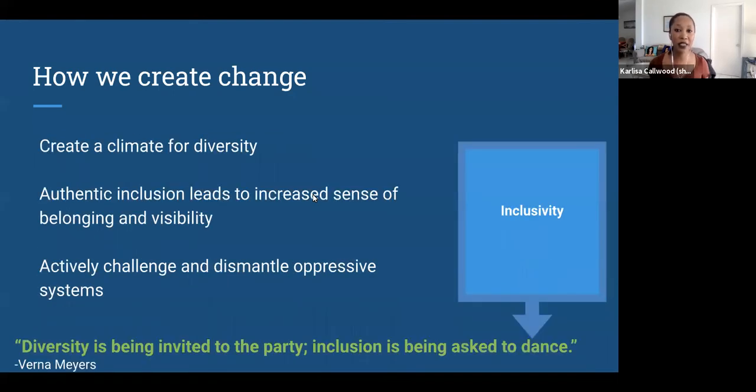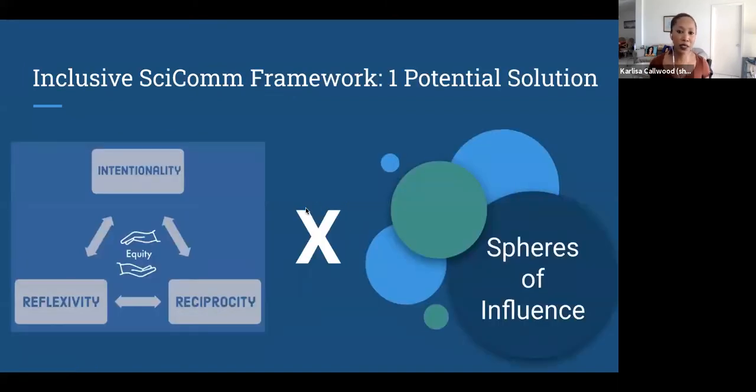The prior themes feed into the final one of inclusivity, which can be achieved by creating a climate for diversity and will lead to an increased sense of belonging and visibility. This must also include actively challenging and dismantling the oppressive systems in place, particularly when you can speak from a position of power, privilege, or status, and always holding ourselves and others accountable for actively and continually progressing in this work. So we are proposing this inclusive SciComm framework as one possible solution to incorporating these actions in our work.